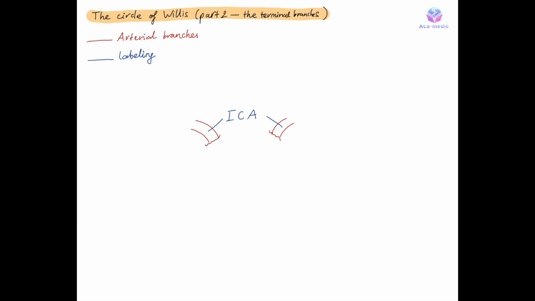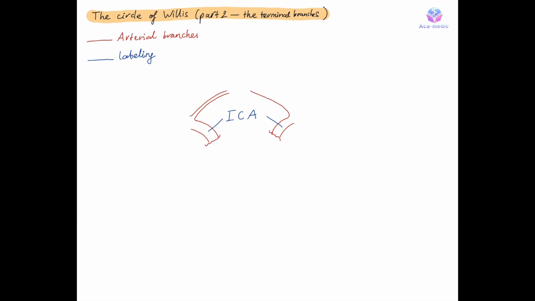Okay, and the ICAs are going to run first off in the neck, the cervical part, then go inside of the skull via the carotid canals, run through the petrous part of the temporal bone, then run inside of the cavernous sinus and eventually become the intracranial part. This intracranial part will then go on either side of the sella turcica, and then they will divide into their terminal branches. So now, let us draw out the first two terminal branches from these two ICAs.